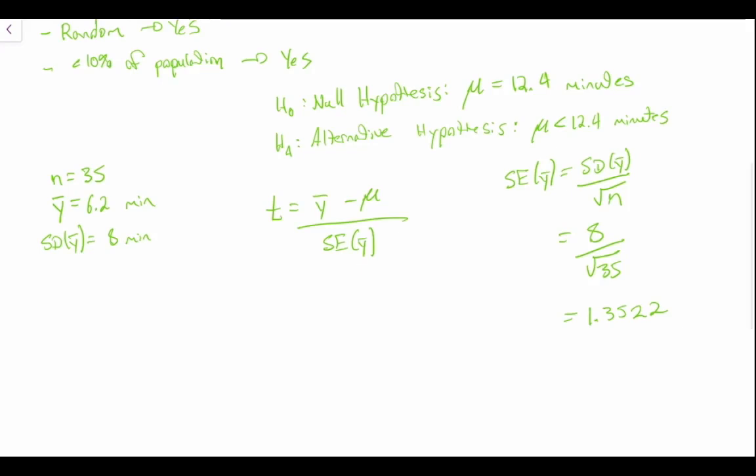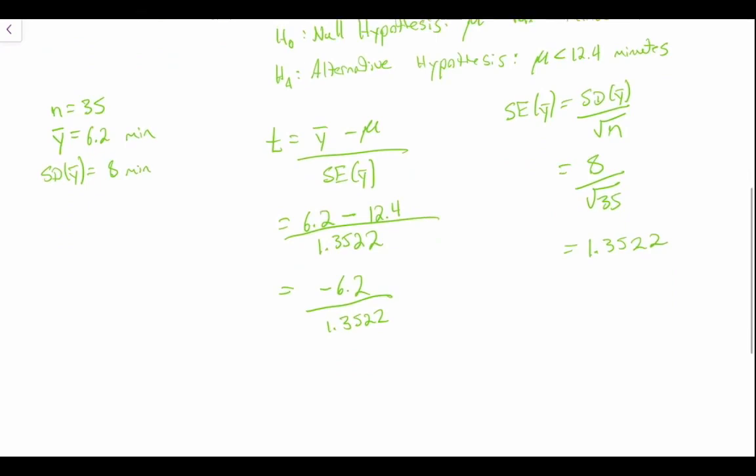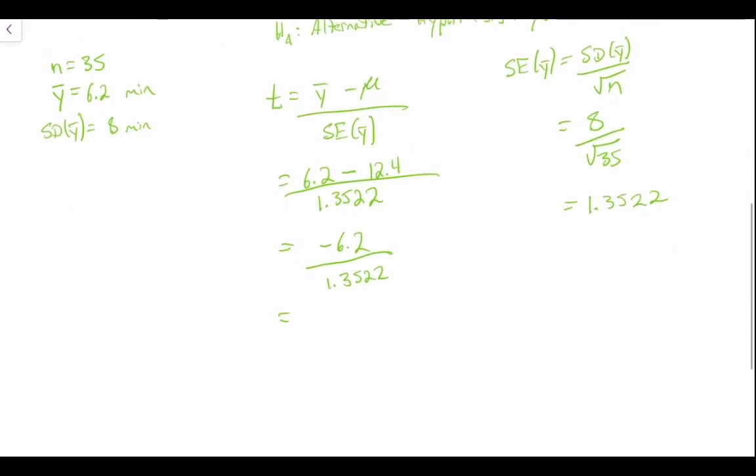So back to our t-score. t is equal to y bar, which was 6.2, minus 12.4, divided by 1.3522. So 6.2 minus 12.4 gives us negative 6.2 divided by 1.3522, which gives us a t-score of negative 4.5851. We'll just say that this is equal to negative 4.59.